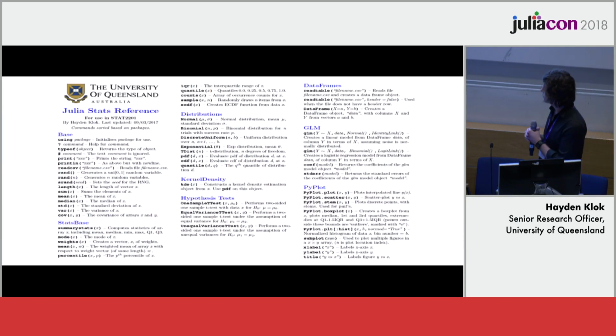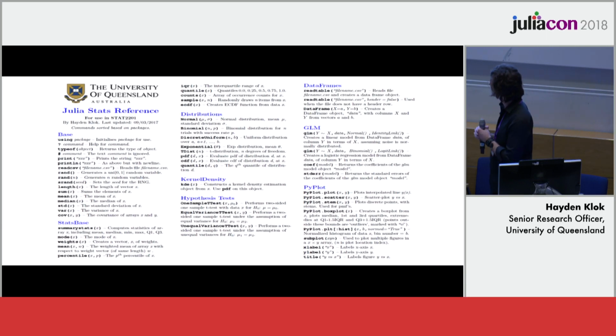Since many of the students had never used Julia before, we also provided them with a cheat sheet of the main functions that they would need for the coursework. We didn't want to bombard them with too much information, so we summarized as much as we could onto a single page. You'll notice that many of the functions come from the stats-based distributions, hypothesis tests, and GLM packages.